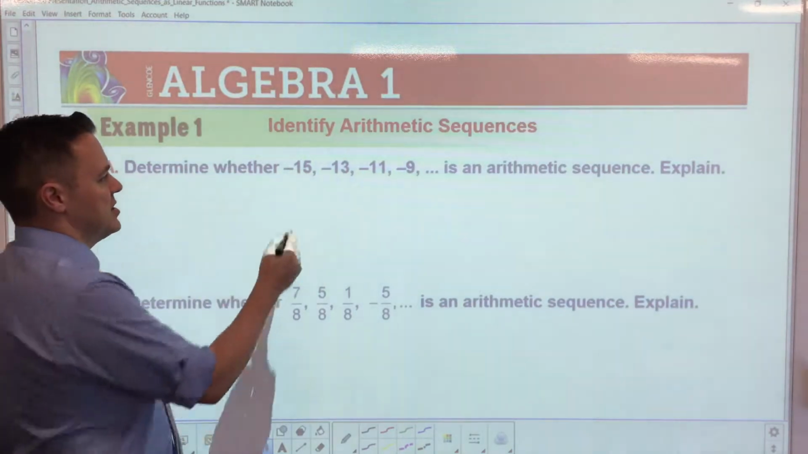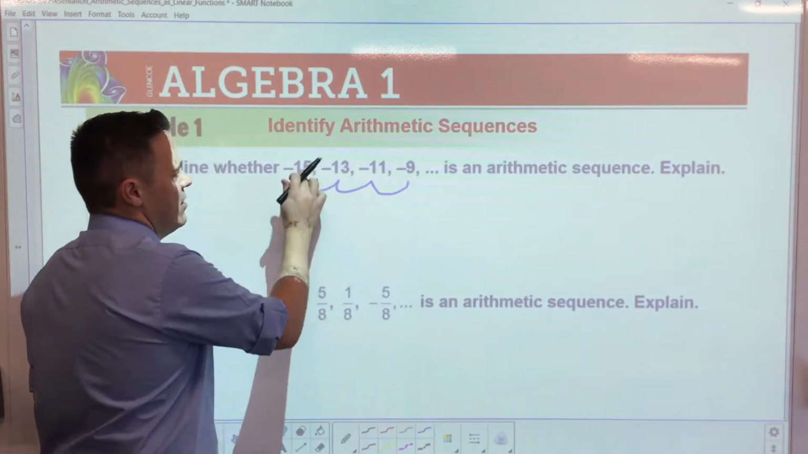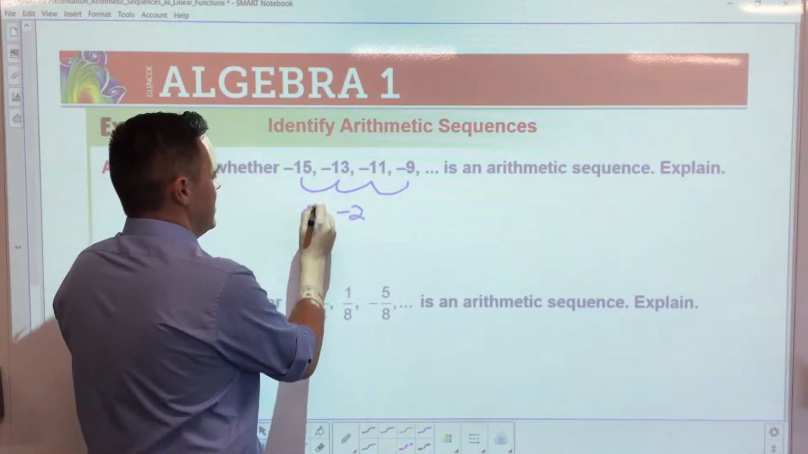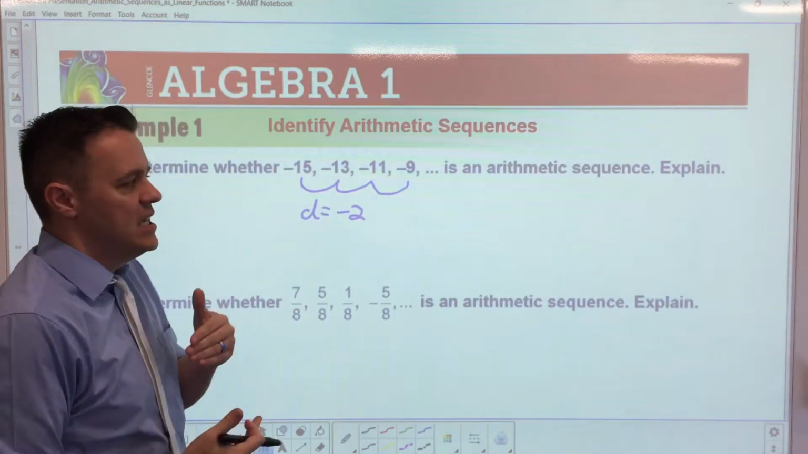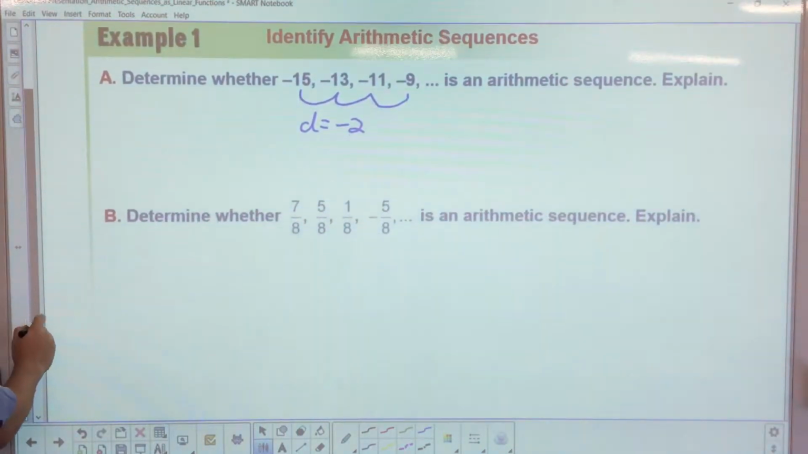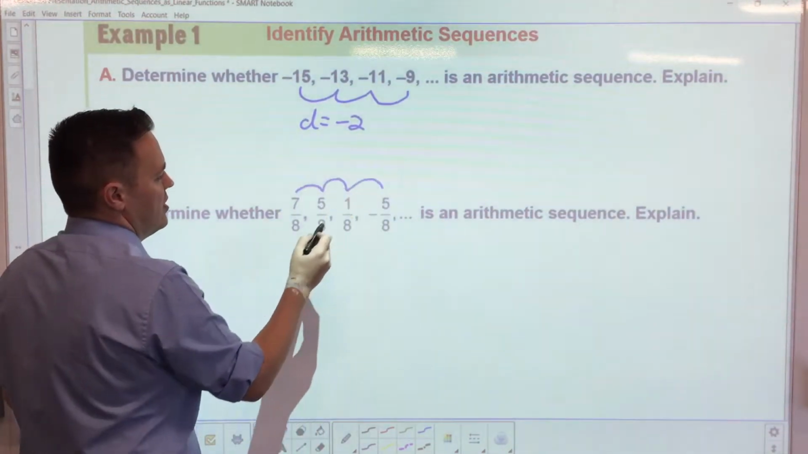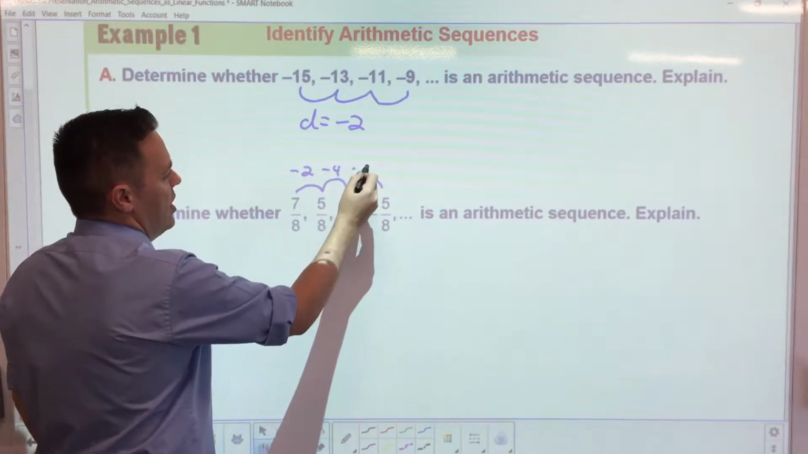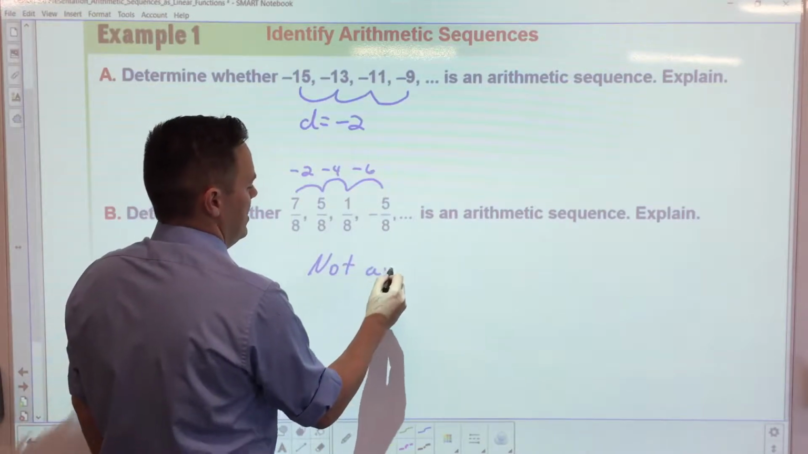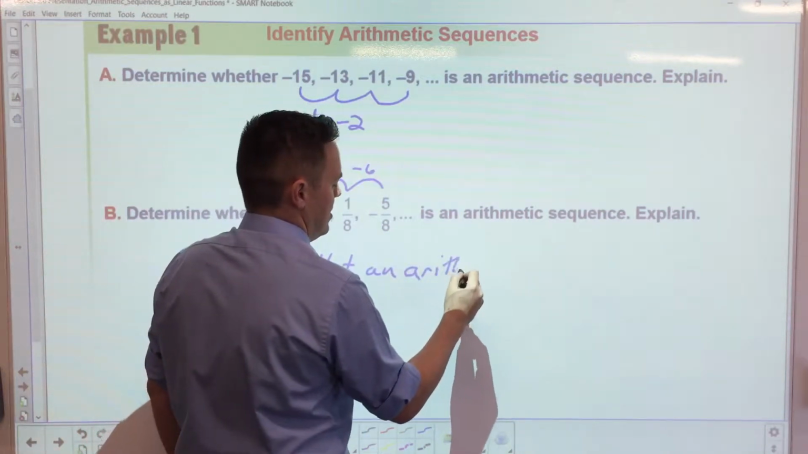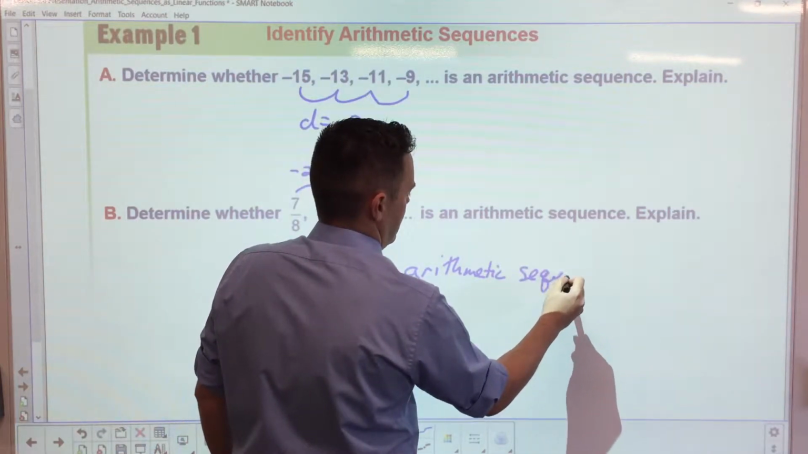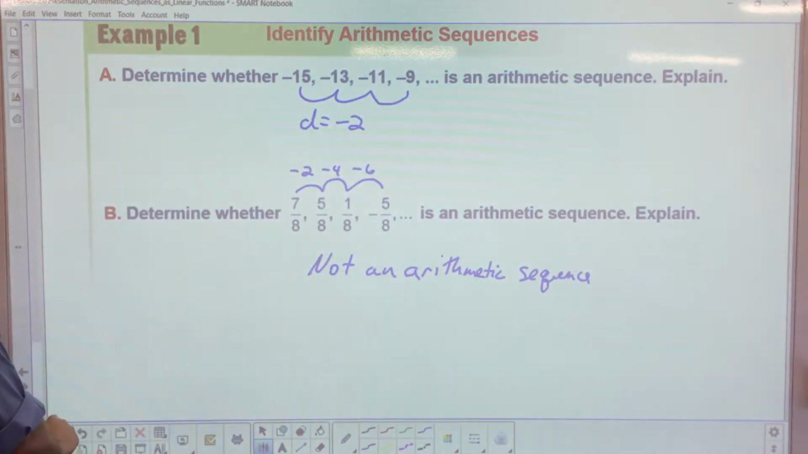All right, determine whether this is an arithmetic sequence. Go from here to here to here. Every time you go down, it would be -2. So it's going to be d equals -2. It's important to get that understanding right now for the common difference, because as we move forward, you will see the main key factor. Is this a sequence? If I go here to here to here, this is -2, 4, and then 6. So this is not an arithmetic sequence. All right, not a sequence.